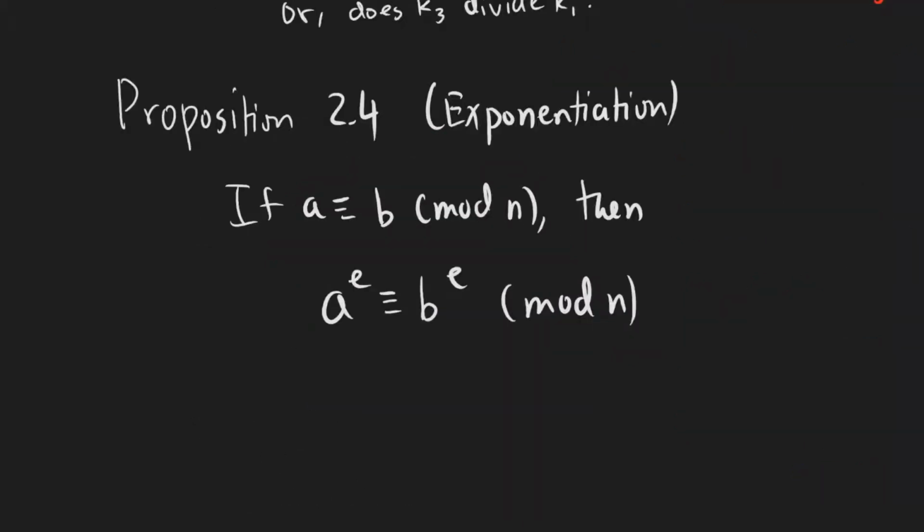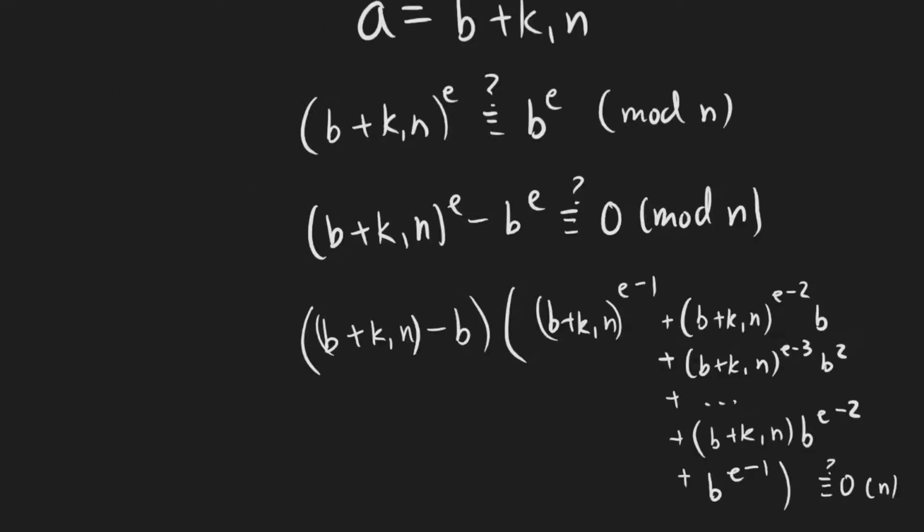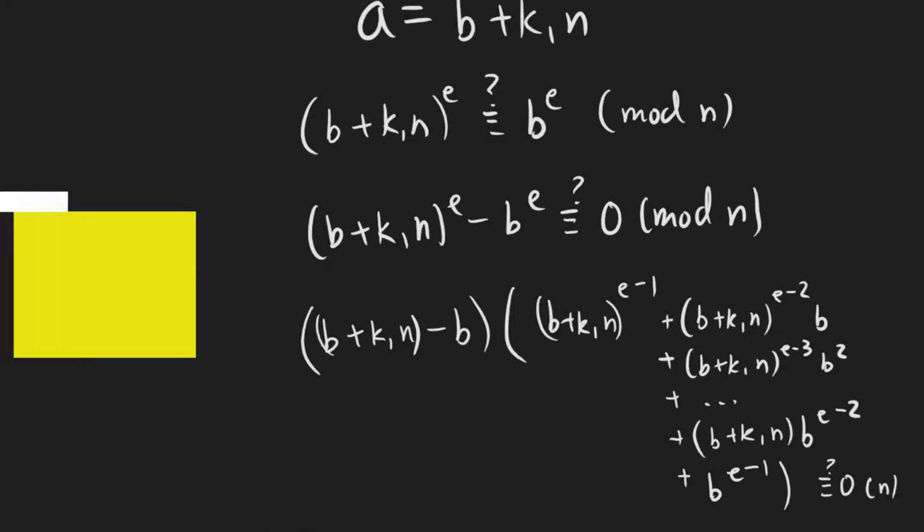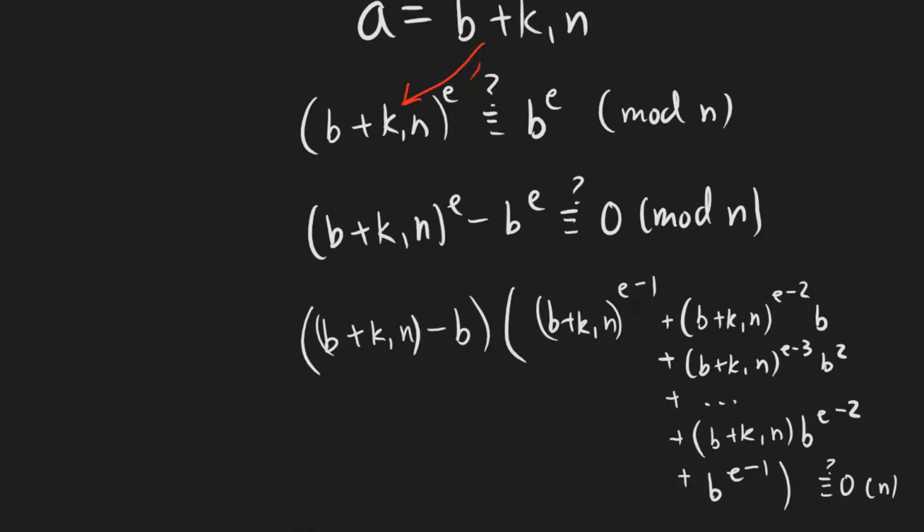Now let's look at one more property, exponentiation. So if A is congruent to B mod n, then A to the E is congruent to B to the E mod n. Maybe pause the video and try to see if you can solve this yourself. So of course we want to first start writing A equals B plus K1n, where K1 is some integer. And then here we can plug in this B plus K1n into our expression for A.